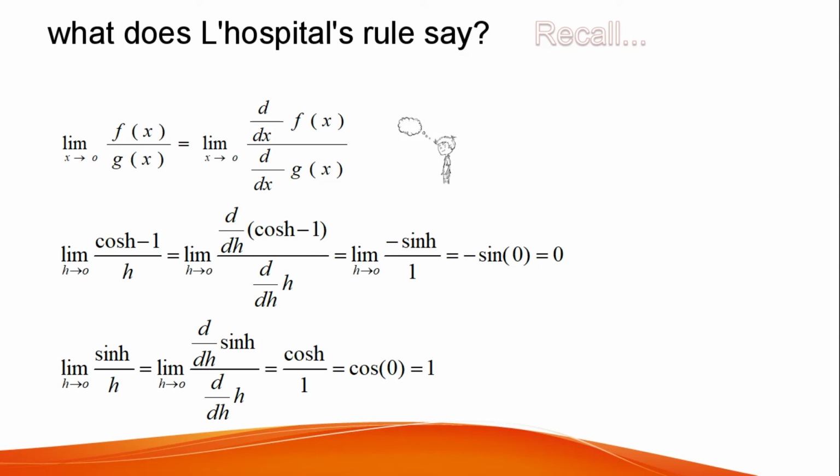And then the second one, sine h over h: you differentiate the sine h and you differentiate h. Know that in my previous video I taught you that when you differentiate sine h, the answer is cos h. So cos 0 is also 1.